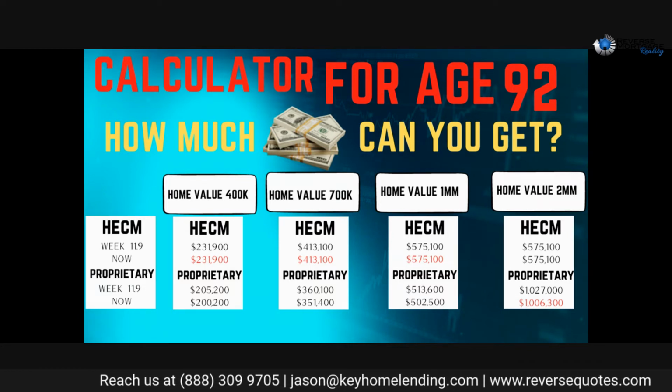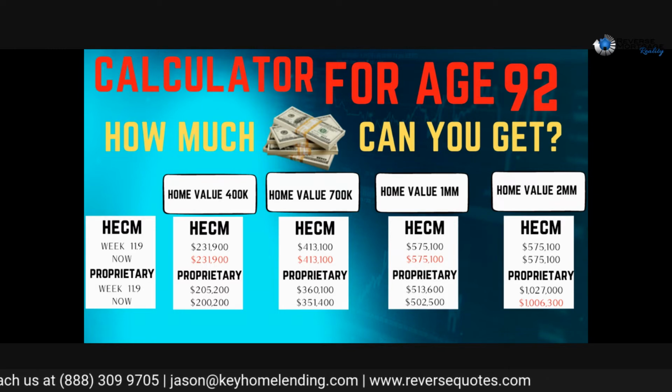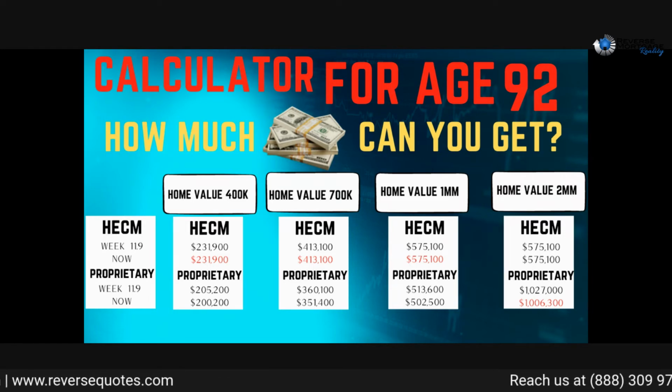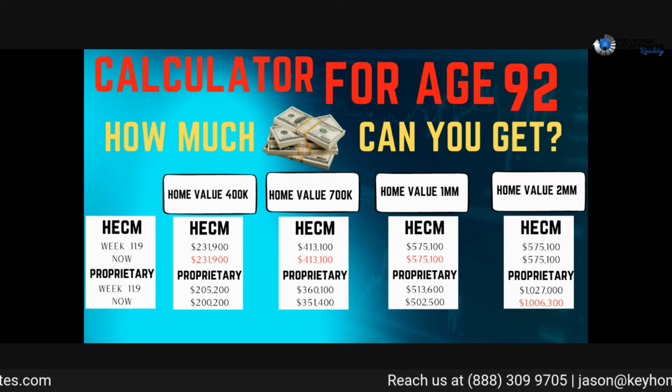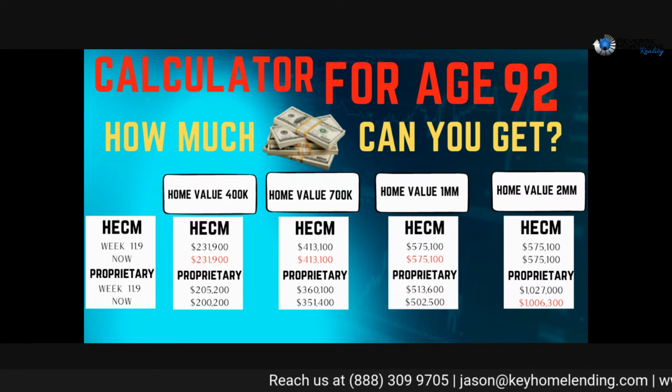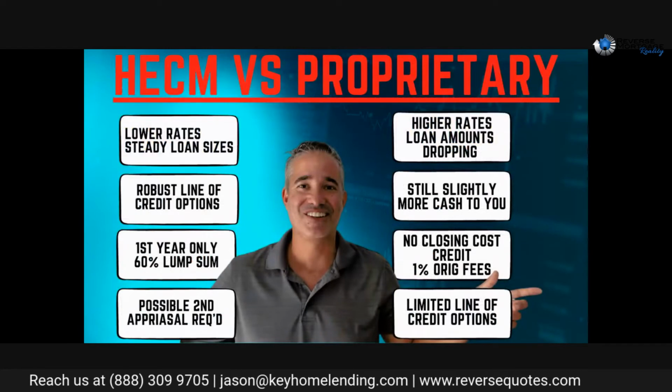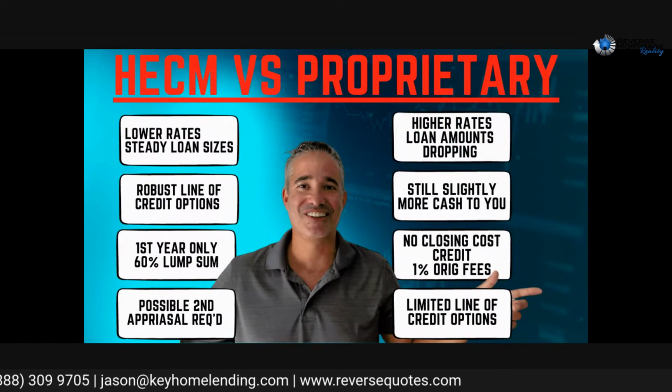So now let's go into the HECM versus the proprietary, because I'm giving you numbers every single week, but I haven't really spent a lot of time sharing what scenario makes more sense. So let's break it down. Here we go. HECM versus proprietary. HECM is on the left, proprietary is on the right.